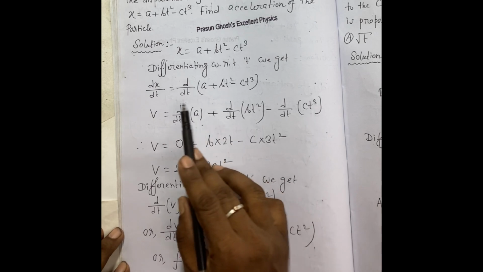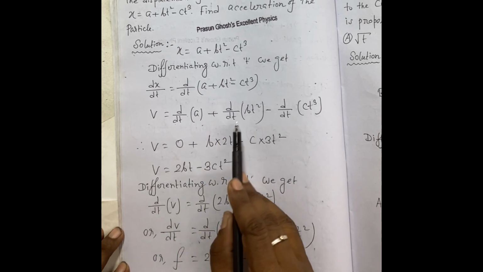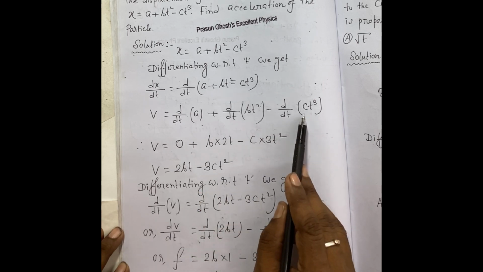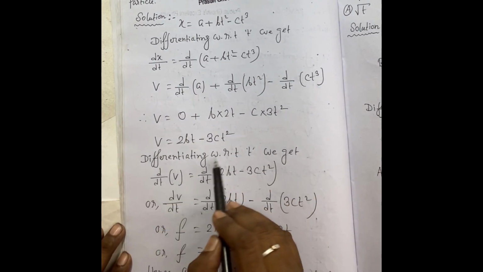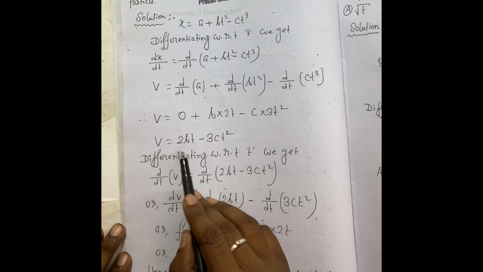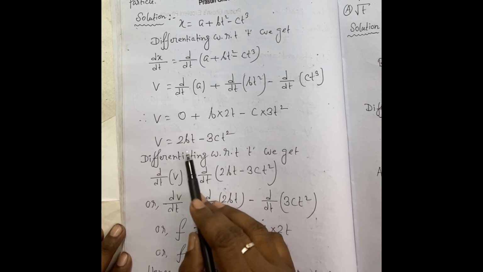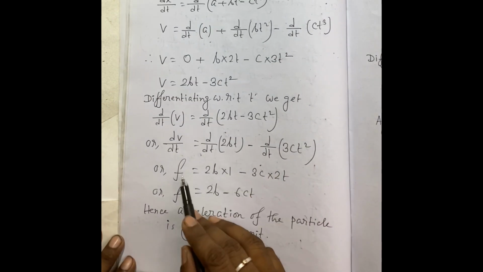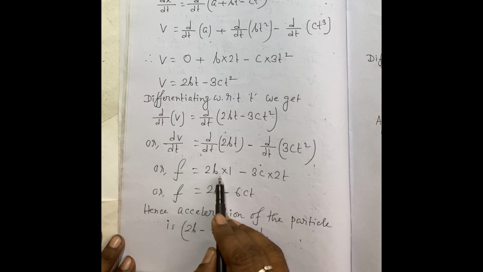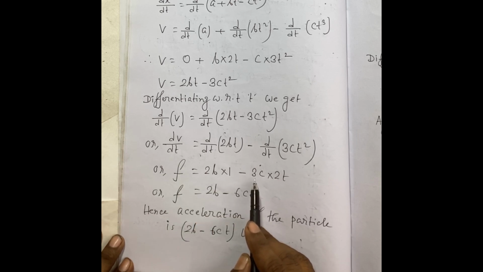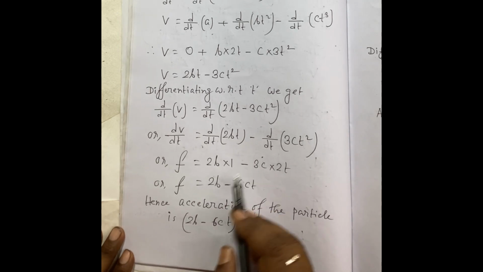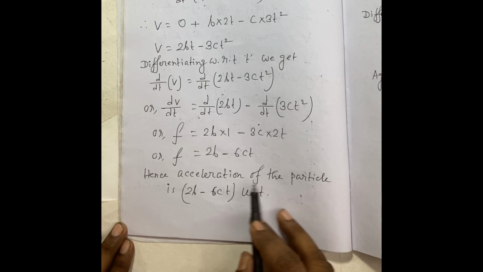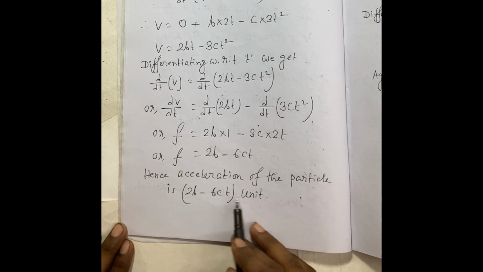So differentiating, we get 0 here, b into 2t here, and c into 3t square here. This is the velocity v, that is v equal to 2bt minus 3ct square. Again differentiating with respect to t, we get the acceleration f equal to 2b minus 3c into 2t. So f equal to 2b minus 6ct. So the acceleration of the particle is 2b minus 6ct.